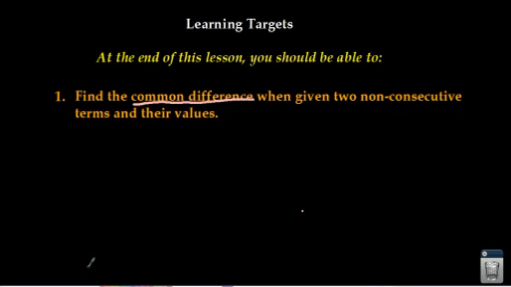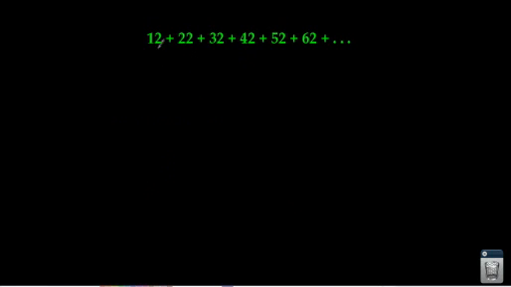So let's look at an example of a series, and how, knowing what the series is, we could take two terms that are non-consecutive and find their common difference. Here's our series: 12 plus 22 plus 32 and so on. We know that our common difference is 10. Since we're starting with u sub 1, u sub 2, these are all of our terms.